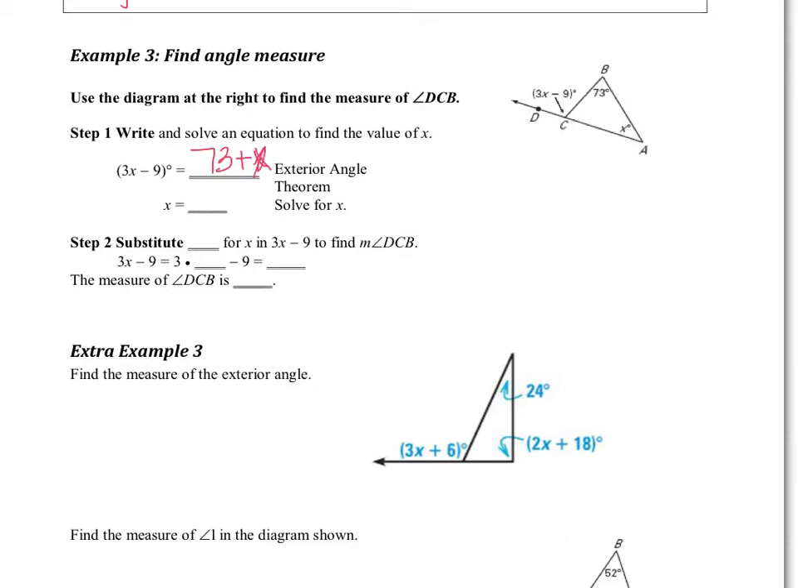And then we want to solve this. So let's put our like terms on the same side. I'll move my x over here. And I'll move my 9 over here. So 3x minus x is 2x. 73 plus 9 is 82. And if you divide both sides by 2, you'll find that x is 41.